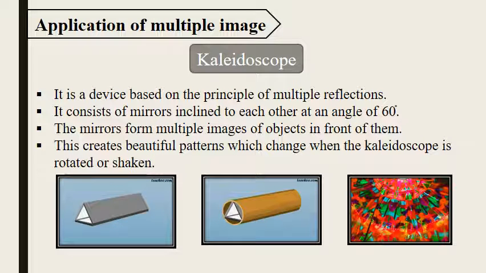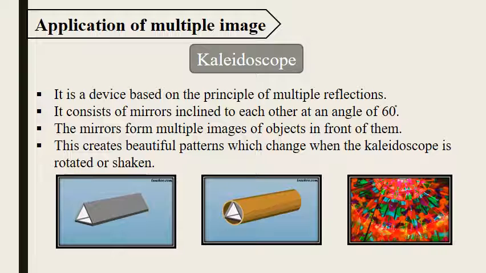Applications of multiple images. Kaleidoscope. It is the biggest example, or we can say the biggest application, of multiple images. We can also make a kaleidoscope at home, but we need a few things for this, and these are: we need plain mirrors and a small pipe to make it.